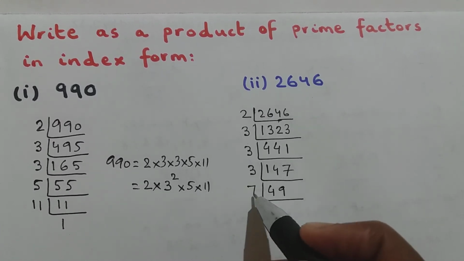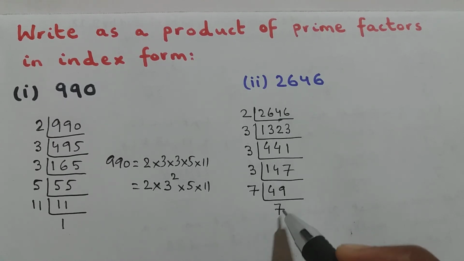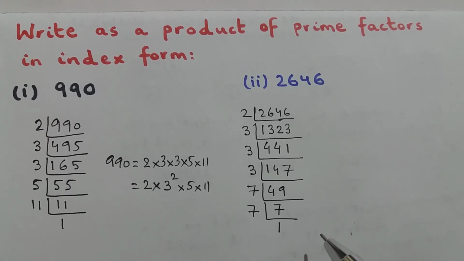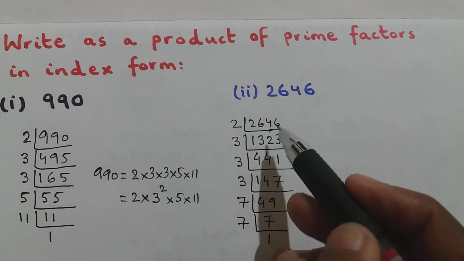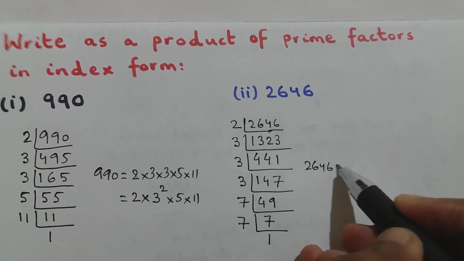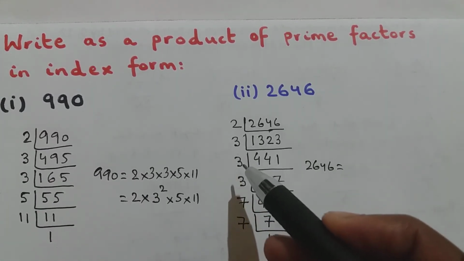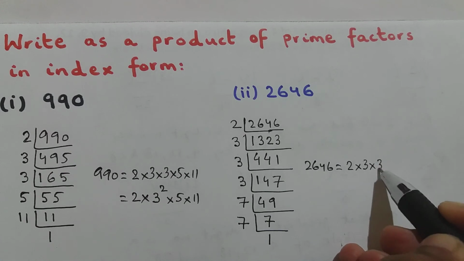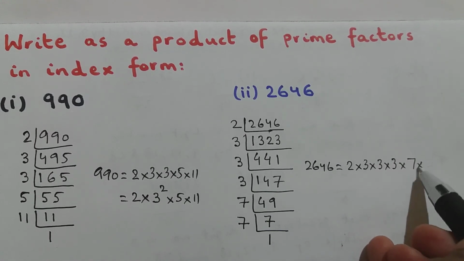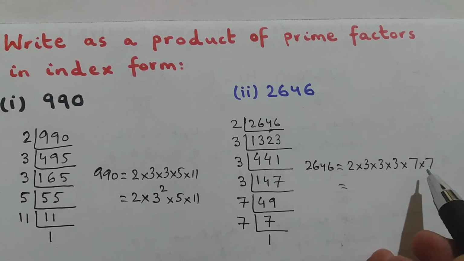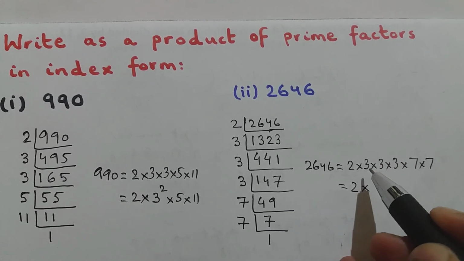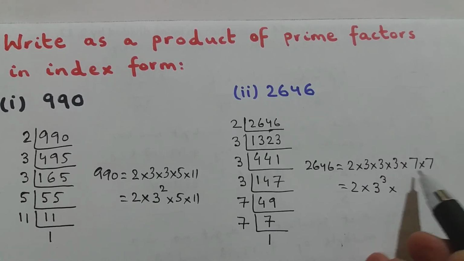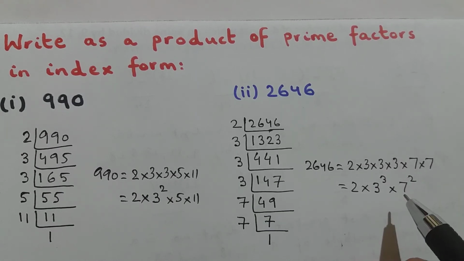Now 49 is divisible by 7, so 49 divided by 7 is 7. Now 7 is again divisible by 7, 7 divided by 7 is 1. So 2646 is equal to 2 into 3 into 3 into 3 into 7 into 7. And this I can write as 2 into 3 cube, into 7 square.